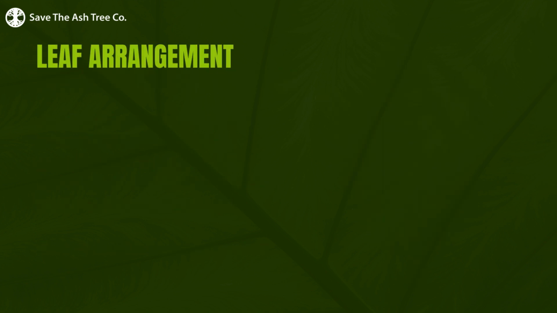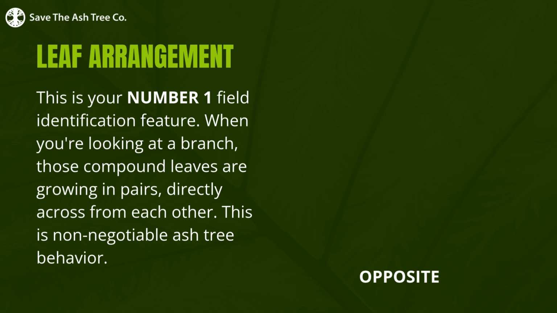Leaf arrangement. Pop quiz from last time. What's the leaf arrangement of ash trees? If you said opposite, give yourself a gold star. This is your #1 field identification feature. When you're looking at a branch, those compound leaves are growing in pairs, directly across from each other. This is non-negotiable ash tree behavior.